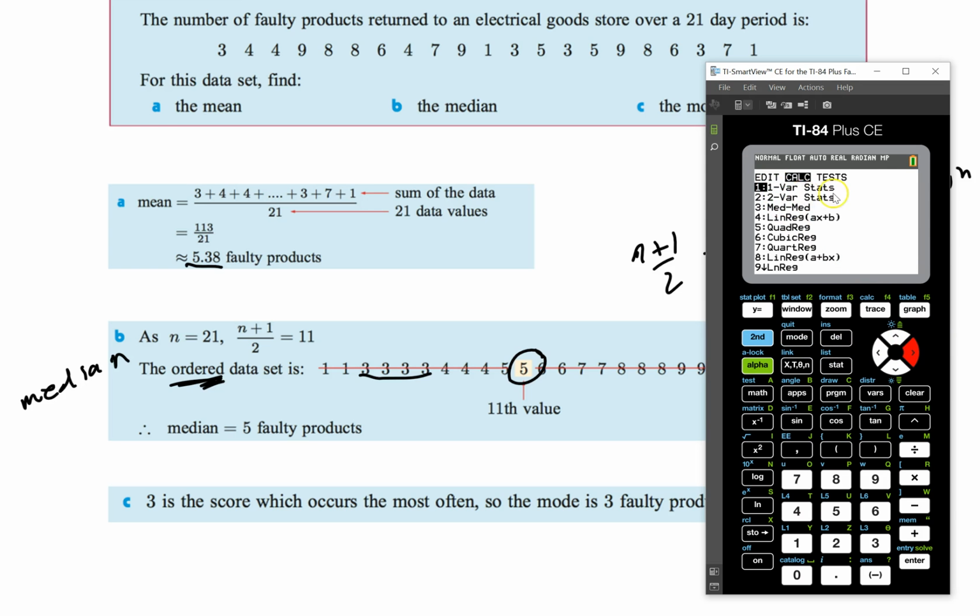Now, we're going to use one variable stats because we only have one variable. And in IB, we only ever use one variable stats. When we're talking about stats, we're going to use some other stuff down here, but when it's out of these two, we only ever use one variable stats. You hit enter.